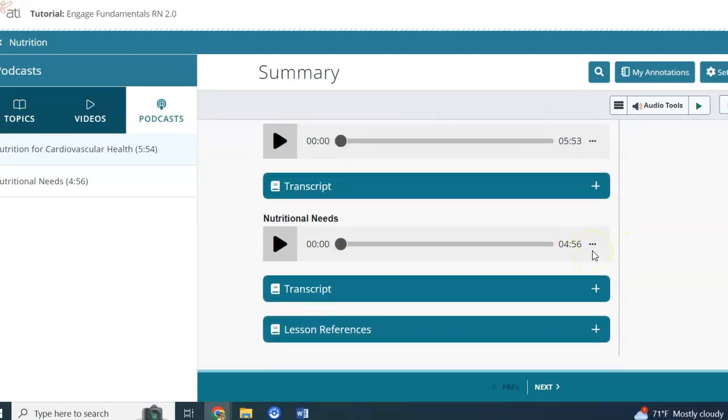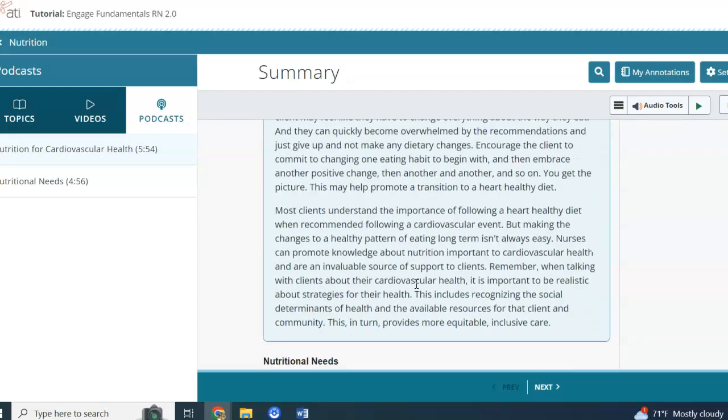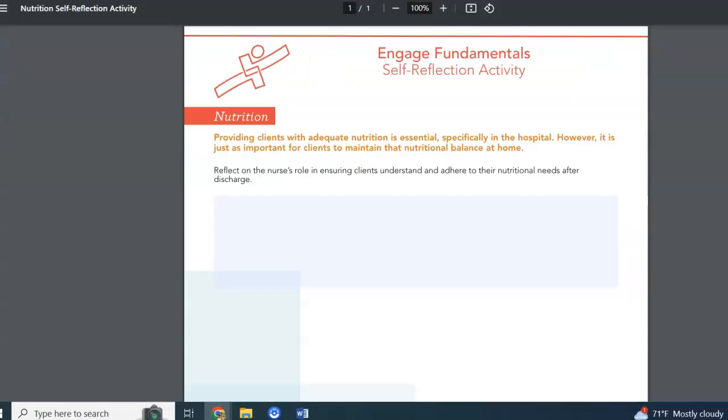They're a little bit over 10 minutes put together. You can also read along by looking at the transcript as well. So complete those 2 podcasts. All you have to do is listen to them. After you do that, you're going to go to the attached document, which is the self-reflection activity. It's on nutrition, and all you have to do is answer this question. Reflect on the nurse's role in ensuring clients' understanding and adherence to their nutritional needs after discharge. That is the only thing that you have to answer, only a reflection.